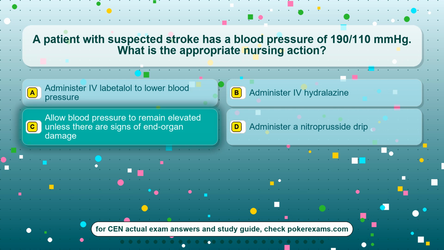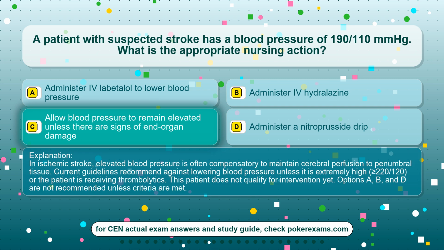The correct answer is option C. Allow blood pressure to remain elevated unless there are signs of end-organ damage. In ischemic stroke, elevated blood pressure is often compensatory to maintain cerebral perfusion to penumbral tissue. Current guidelines recommend against lowering blood pressure unless it is extremely high, greater than or equal to 220/120, or the patient is receiving thrombolytics. This patient does not qualify for intervention yet. Options A, B, and D are not recommended unless criteria are met.